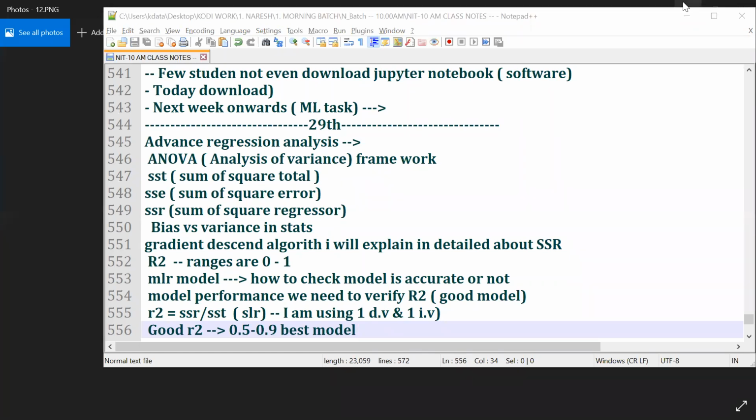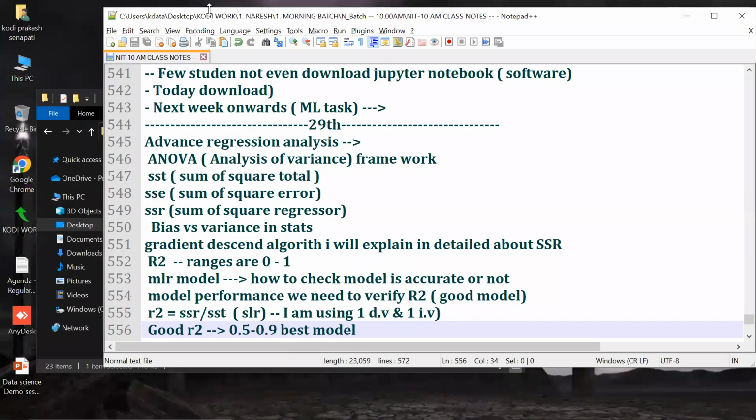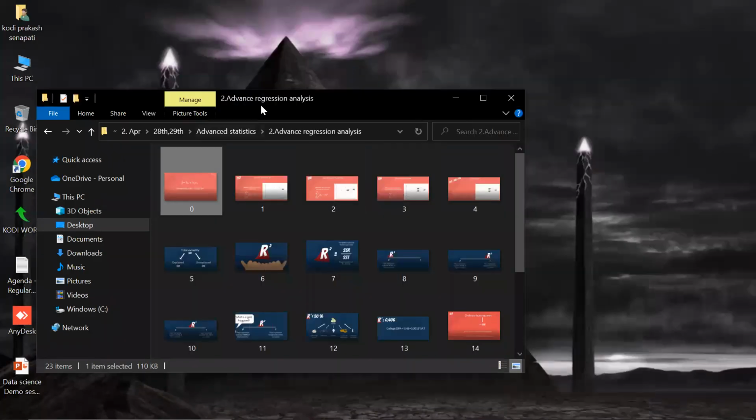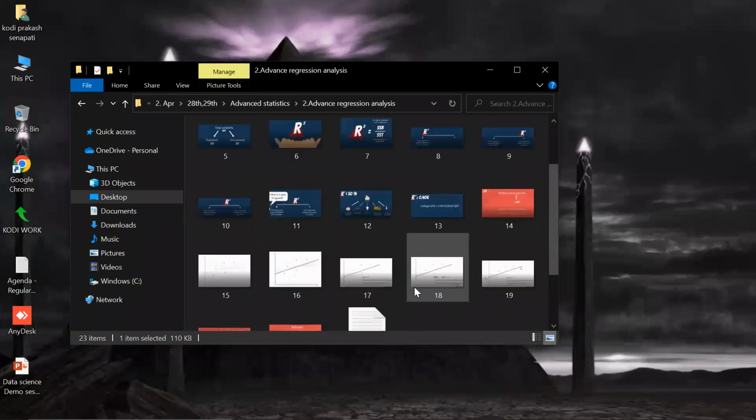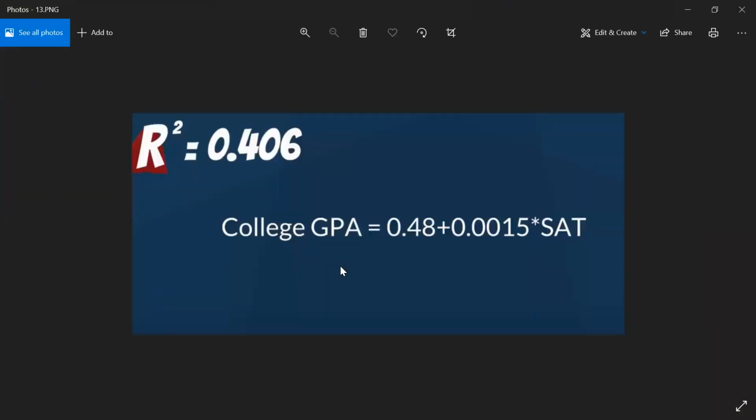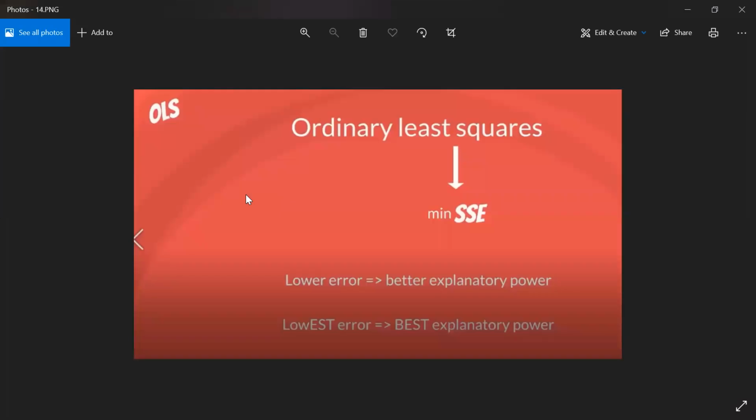Yes. Now the next one: what is variance? We discussed what is meant by variance, team. Spread of the data, right? Spread of the data towards the mean. What is a good R squared? 0.406. These are the values. Understand, guys? Now let's talk about ordinary least squares.